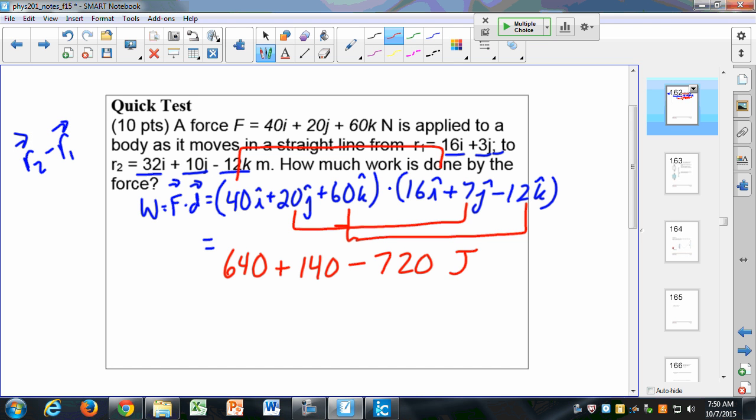This is all in joules. I just add them up. 680, 780, 60 joules. Is that right? That's what y'all got? No. What's that? 680, 780. Yeah, I'm pretty sure that's right. You want to check your math. It is 60 joules. All right.